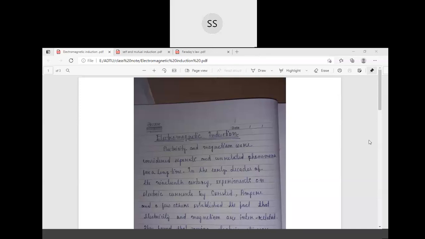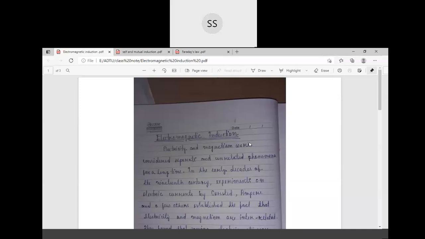Okay, so it's all about magnetic field and electric field. So in the word electromagnetic induction, there are two words, electricity and magnetism. When the charge is at rest, the area around it has an electric field around itself, right? And when charges move, it produces current. Electricity and magnetism were considered separate and unrelated phenomena for a long time.